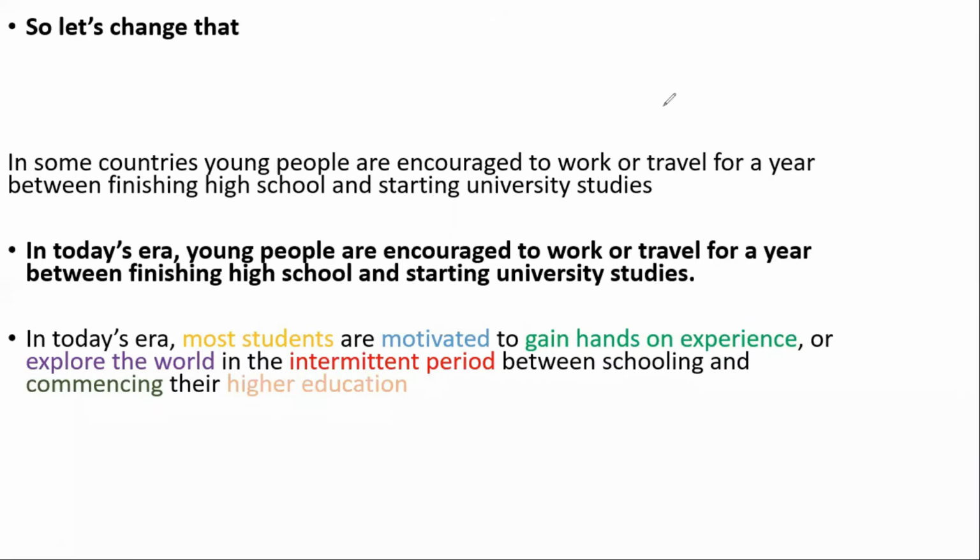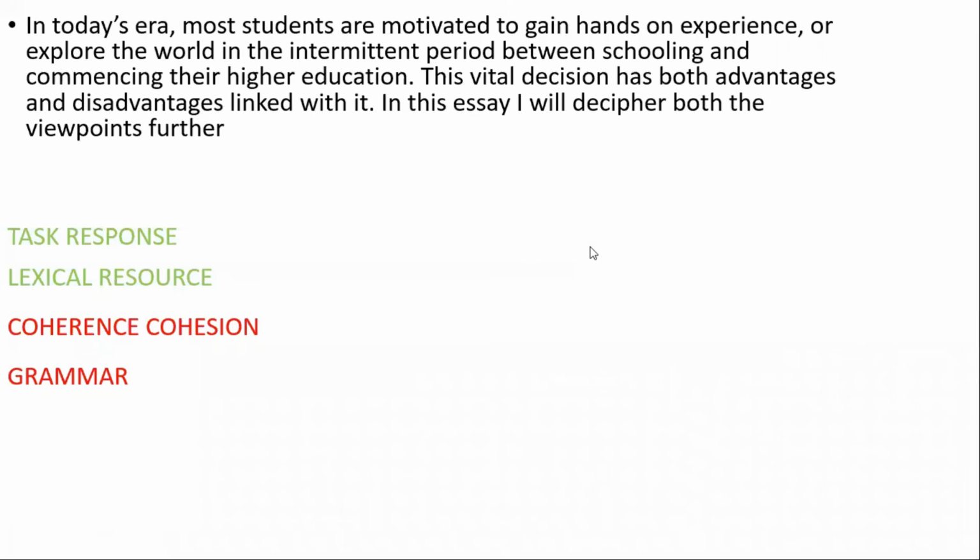And then the next big headache is body one and body two, where your actual writing skill is determined. So this line looks perfectly fine. Young people became more students, are motivated to gain hands-on experience or explore the world in the intermittent period between schooling and commencing their higher education. And I don't think there is more required to change for the rest of the lines. This vital decision has both advantages and disadvantages linked with it. In this essay, I will decipher both the viewpoints further.